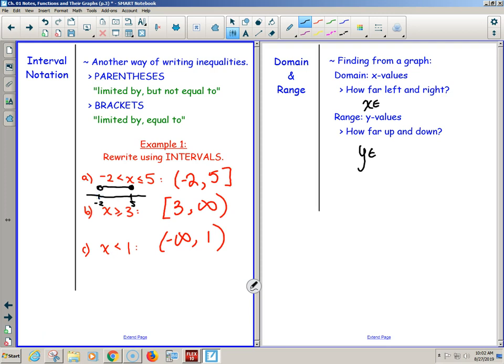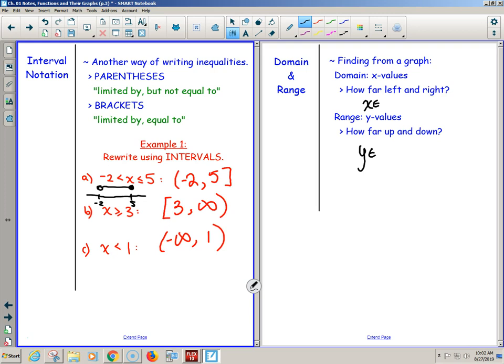Okay. Here's another way of remembering parentheses and brackets. Ready? Parentheses keep it open, limited by, but keep it open, whereas brackets close it off, right? Silly way of remembering it. But parentheses keep it open, whereas brackets close it off as far as equal to and not equal to.